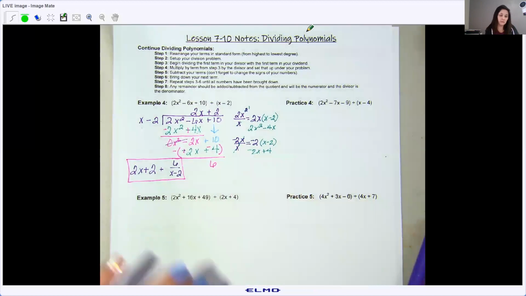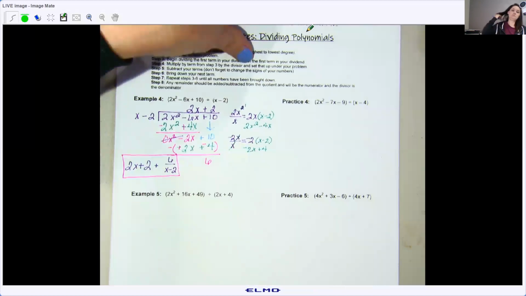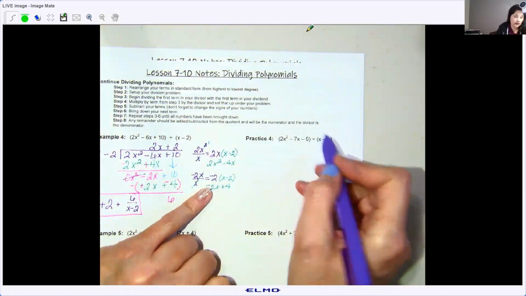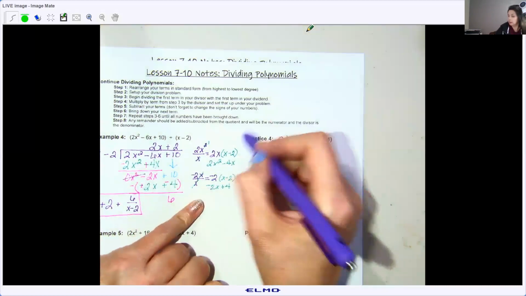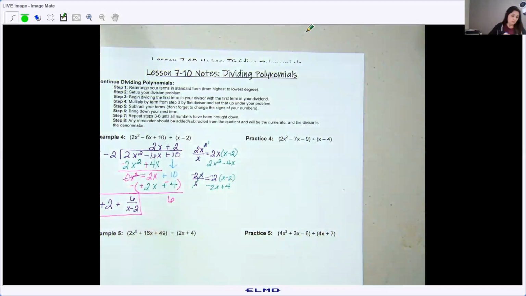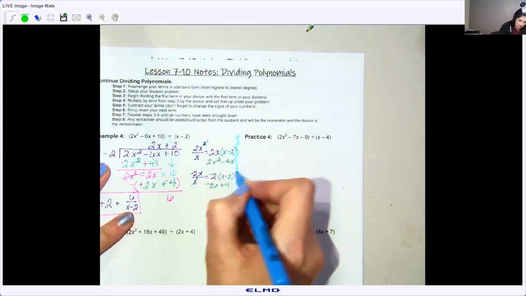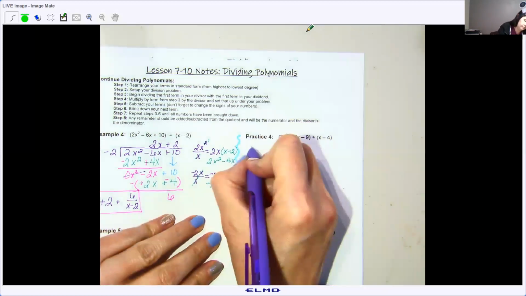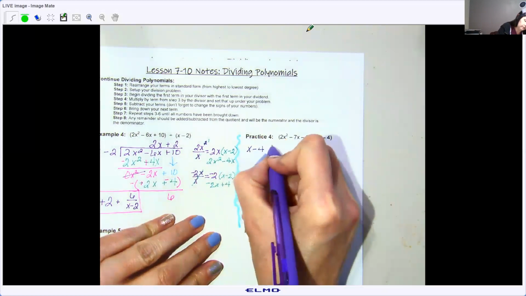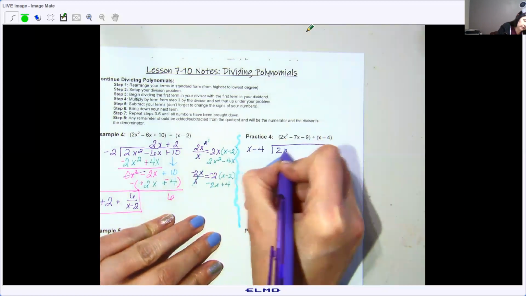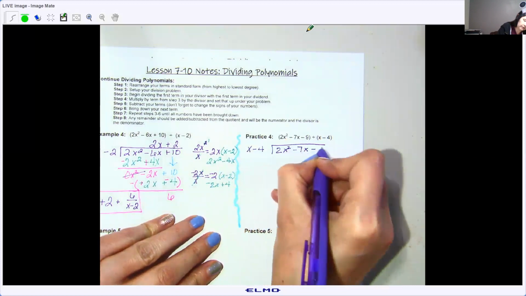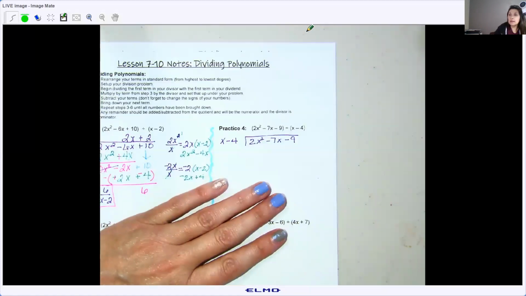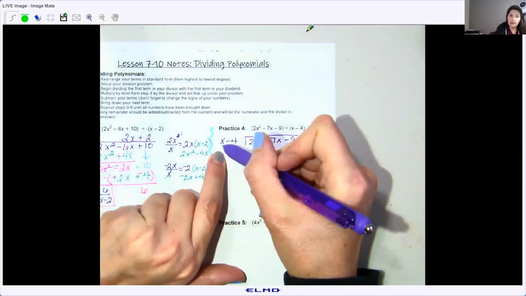So we're doing this assignment just a little different. Okay, so we're going to start with step number 1, and we are going to set up our division problem. So let me have x minus 4. And we're going to divide that by 2x squared minus 7x minus 9. Okay, so our very first step is to take our 2x squared and divide it by x.